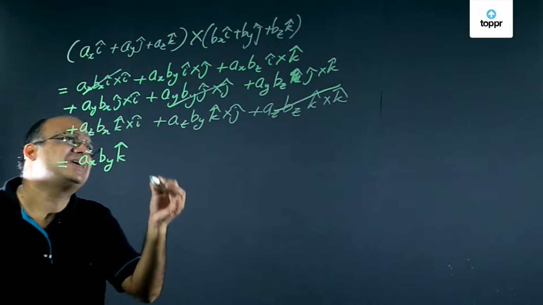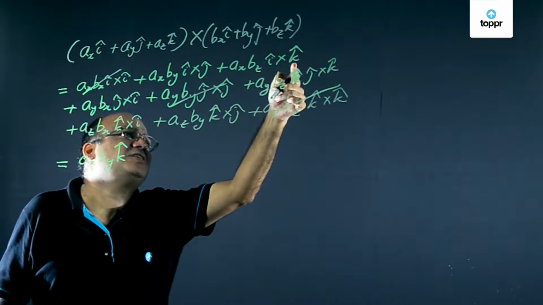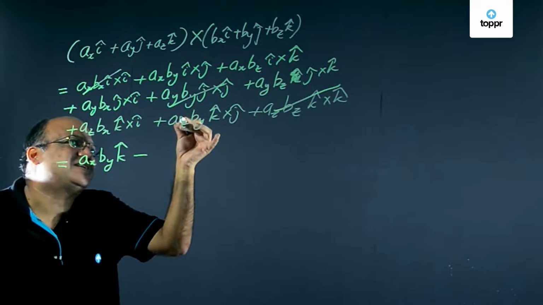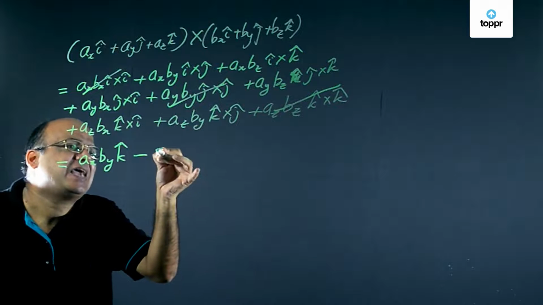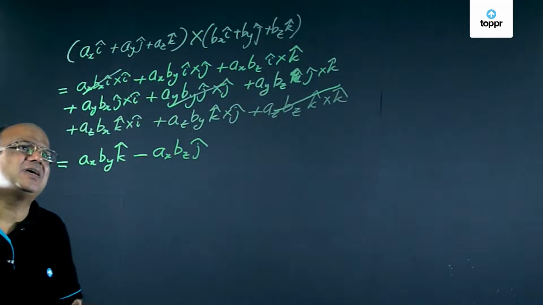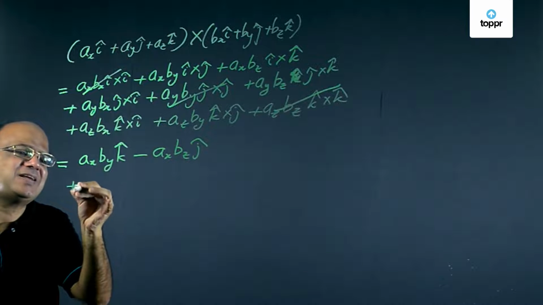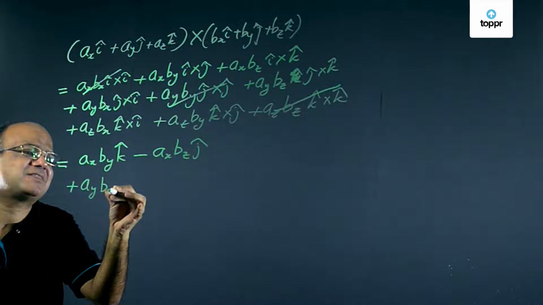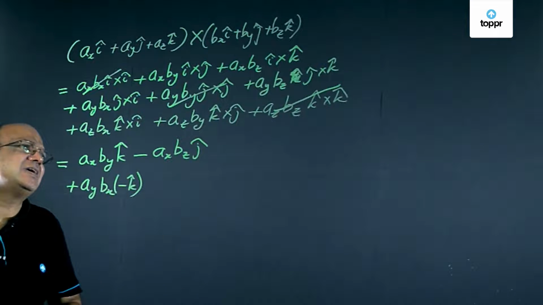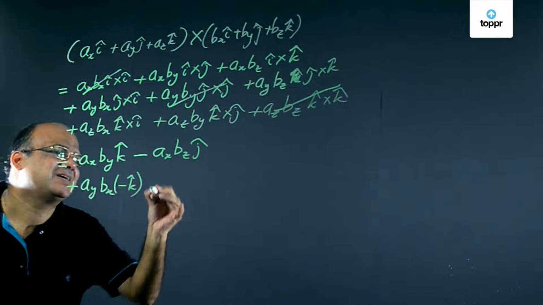Next term. Ax bz i cap cross k cap. So we'll get minus, because the order is ikj, ax bz j cap. What will come here? Again ikj. So we'll get ay bx minus k cap. Right? Here what will we get? jki. So plus i.